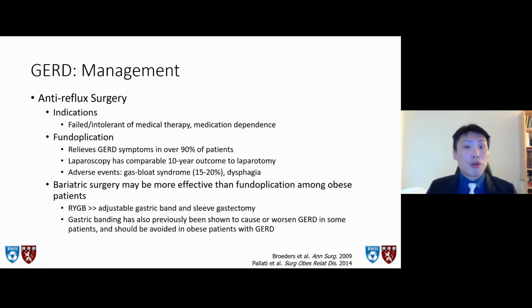In terms of patients who are overweight, bariatric surgery may be more effective than fundoplication among obese patients. The main one that's been shown to provide the most reflux relief is Roux-en-Y gastric bypass, more so than gastric band, which is not really done much anymore, or sleeve gastrectomy.